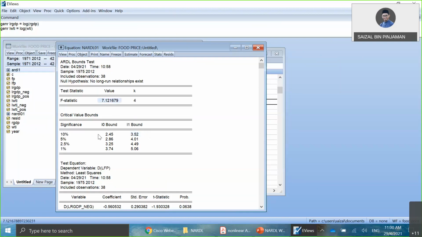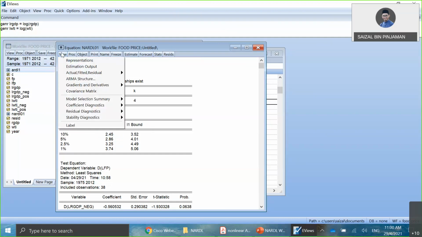If the F statistic is lower than the lower bound, then it means that our independent variables are not jointly significant in explaining the dependent variable. What if, for example, our F statistic value is between the upper bound and the lower bound? In that case, we can say that the joint long run relationship is undetermined. Because, as I mentioned before, this bound test is for the joint long run impact of the independent variables in explaining the dependent variable.